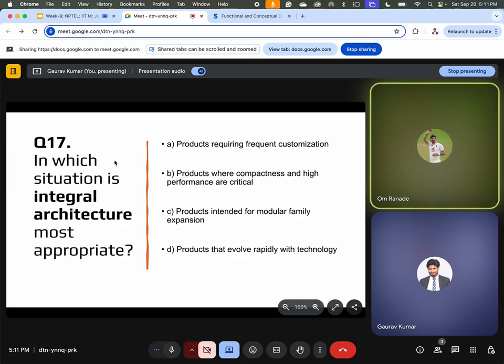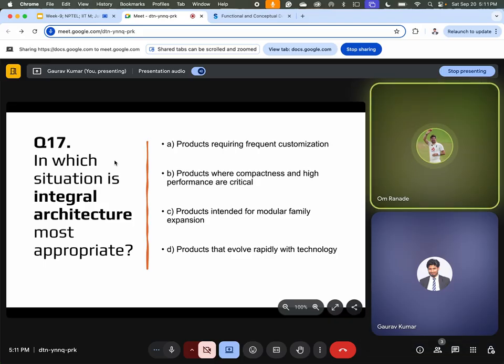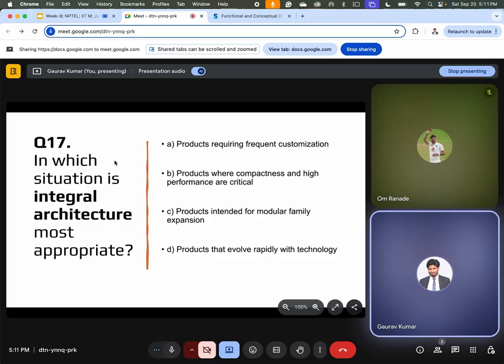B. D for Delhi. B. B. Oh, B for Bombay. Okay. Products where compactness and high performance are critical. In which situation is integral architecture most appropriate? Yes, B is the right answer.